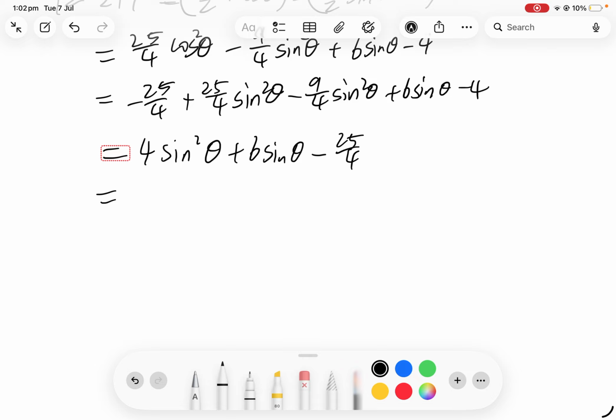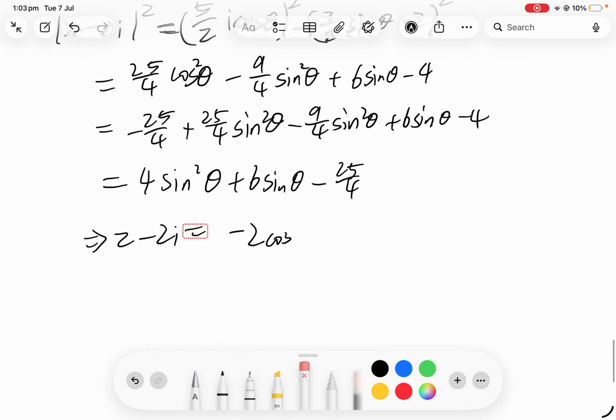Yeah. So then that makes it so that z minus 2i equals negative 2 cos. Wait, where did the cos come from? That is so weird. You know what? This question is weird. I'm not even going to do it anymore. I think this question is given wrong. I'll check it later. Oh well, bye bye.